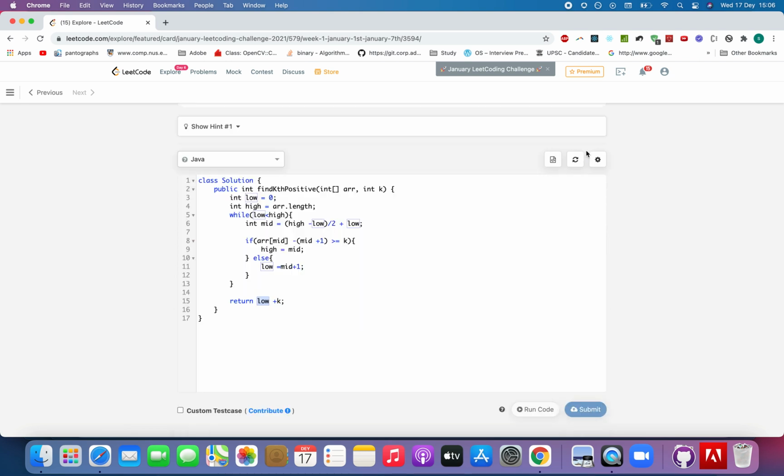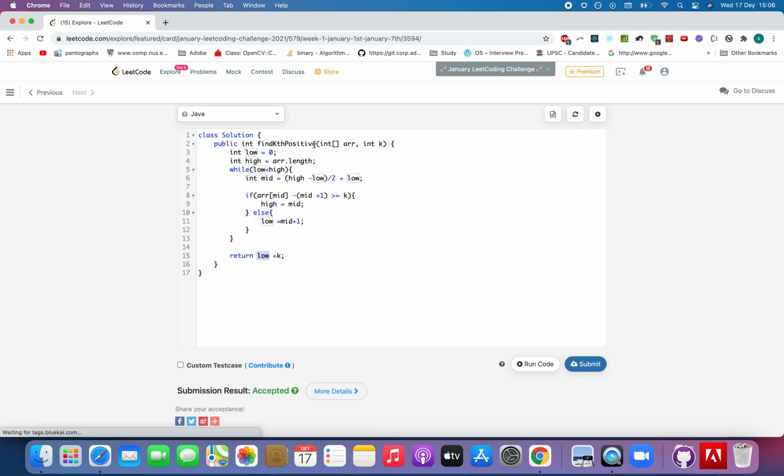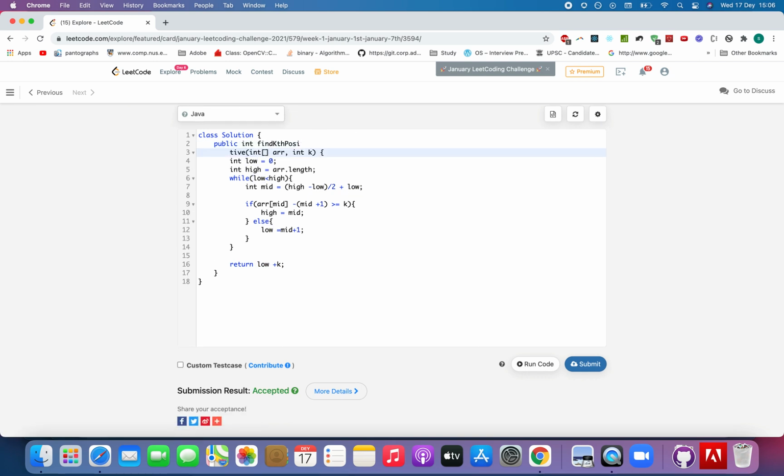If it passed, let me just submit it. Accepted. Let's talk about the time complexity of the approach. Time complexity is that of standard binary search, log n, and space complexity is order of 1, constant time.